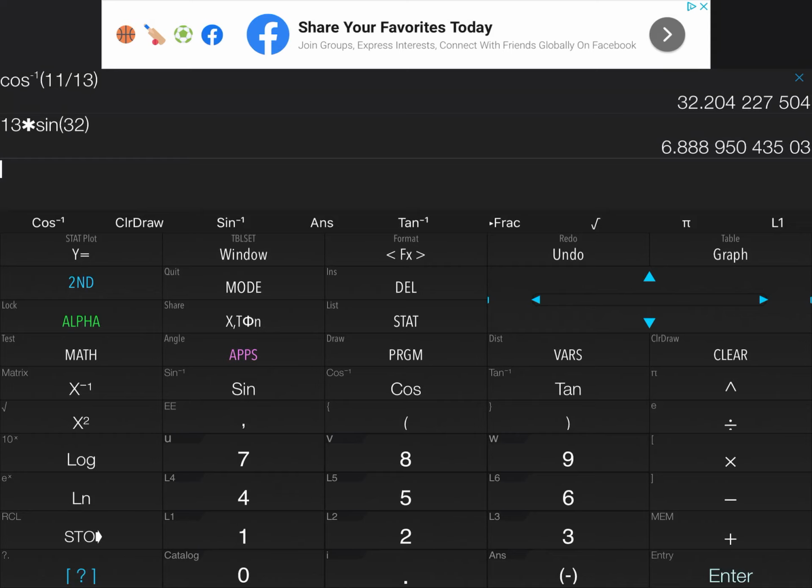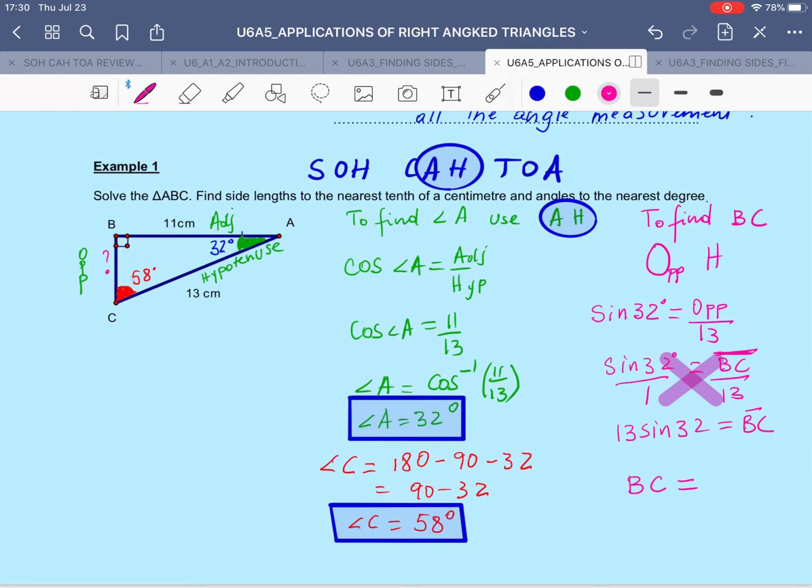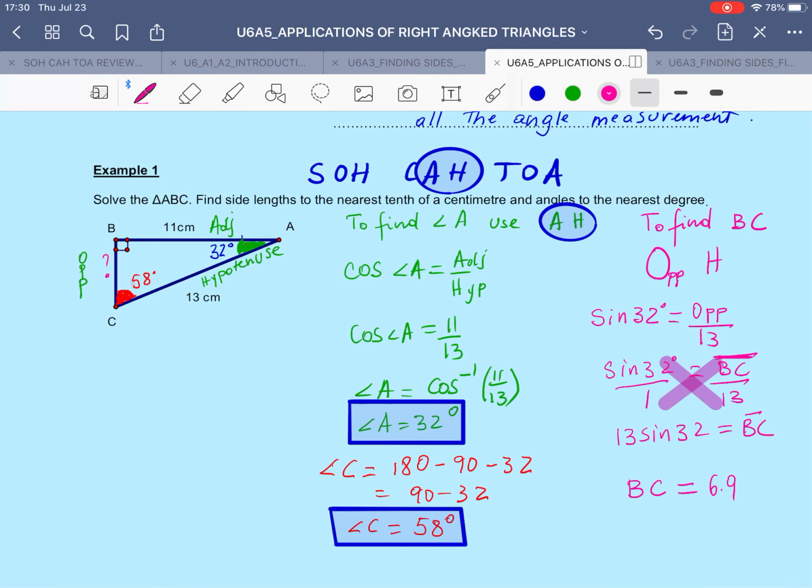Now, one thing I want to remind you of is better to put the number first and then multiply by the sine of the angle. Why is that? Very often, people forget to close the brackets of sine 32. That will make the angle so big. 6.888. Round it to one decimal, 6.9. 6.9 centimeters. And here we go. This is the last measurement we had to find. And with this, we're going to say that we have solved the right angle triangle. Let's see what we have.